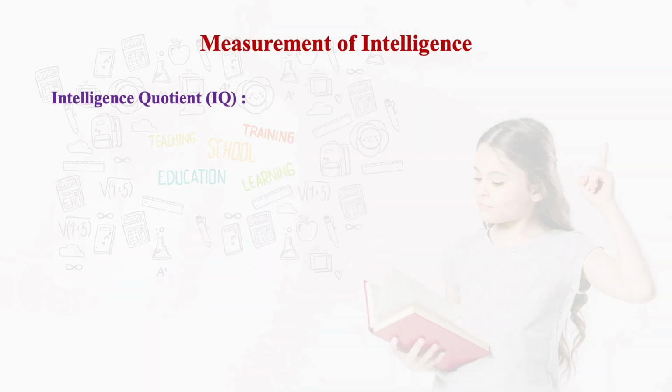So far as measurement of intelligence is concerned, that's called intelligence quotient, that is IQ. We usually use this word: what is the IQ of the student, what is the IQ of a 9th standard student. So what does it mean? IQ means intelligence quotient. Here, try to understand how to determine the IQ of the student.